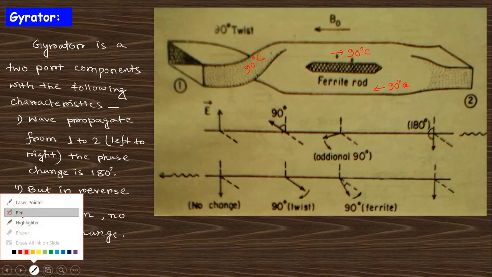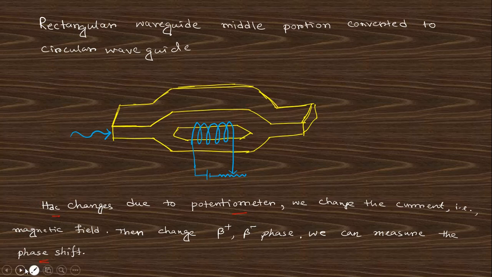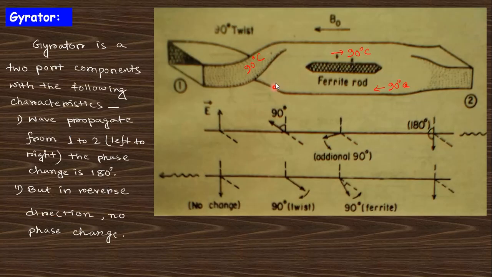Okay, for example, the first one is the gyrator. Gyrator is one of the non-linear components of microwave, which is like that. There is the same structure like that with a bending at one end. So there is a bend twist at that end, and within this middle portion there is a ferrite rod. Okay, the basic thing is that within this bending there is a 90-degree clockwise rotation. When this microwave goes through this bending from left side to right side, there is a 90-degree clockwise rotation.